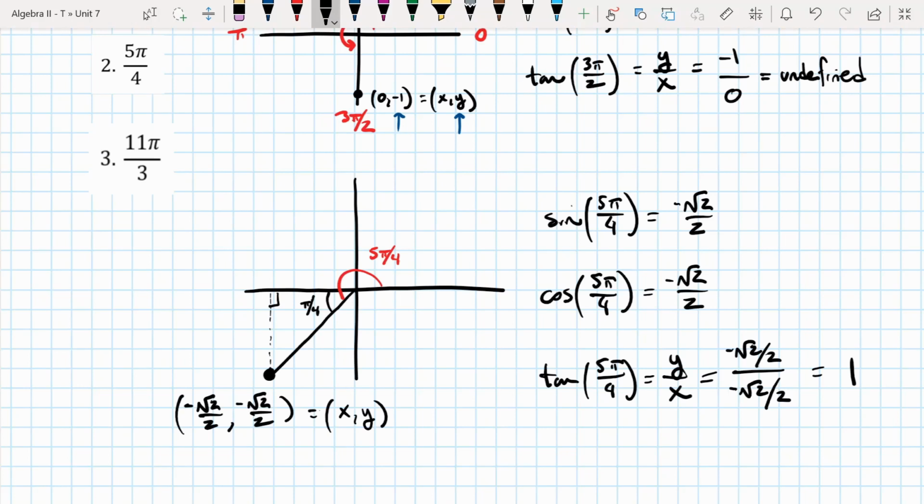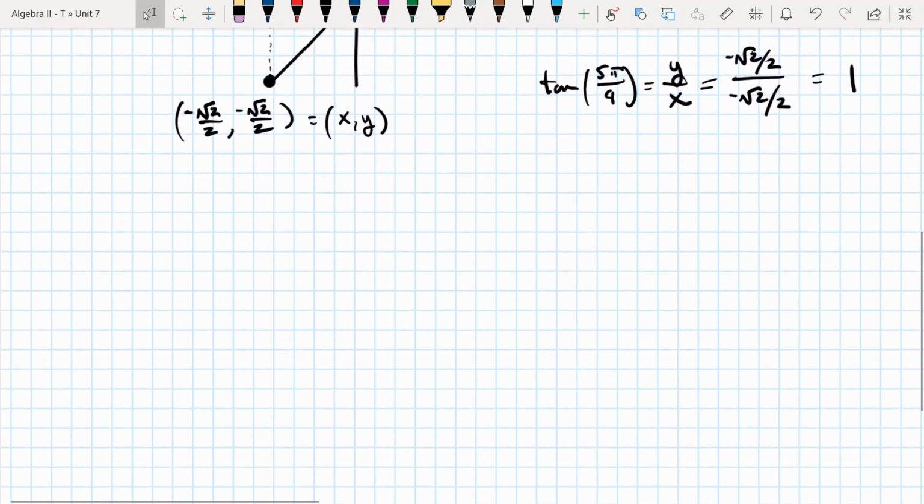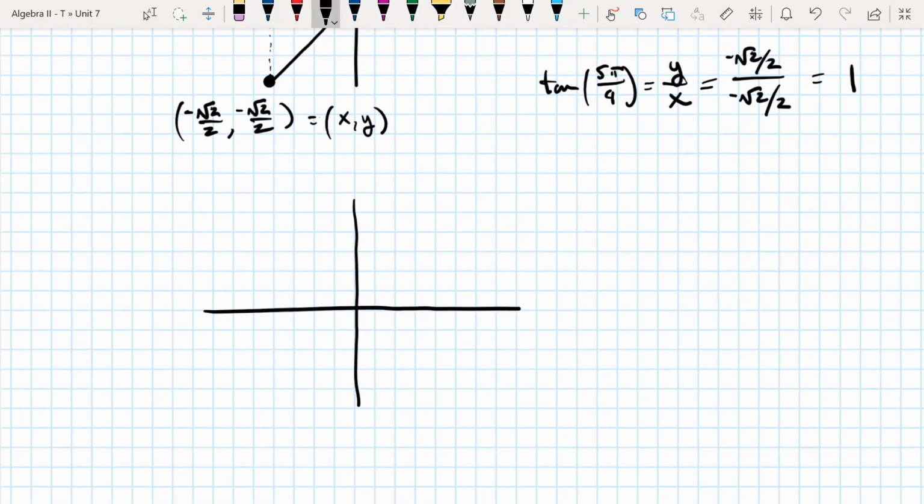All right, let's do one more. So 11 pi over 3. I'll do that down here. So 11 pi over 3 is going to be a little bit more challenging because we are past one rotation around the unit circle.